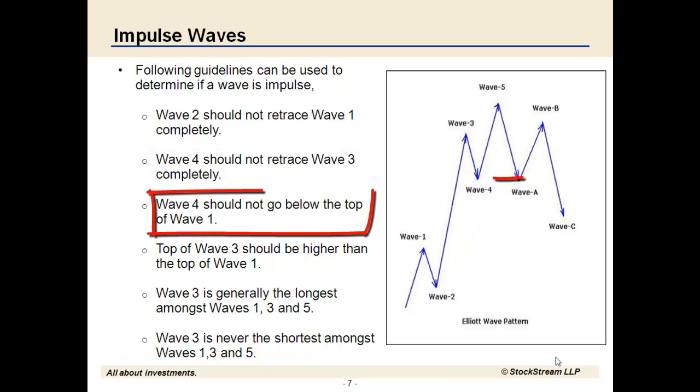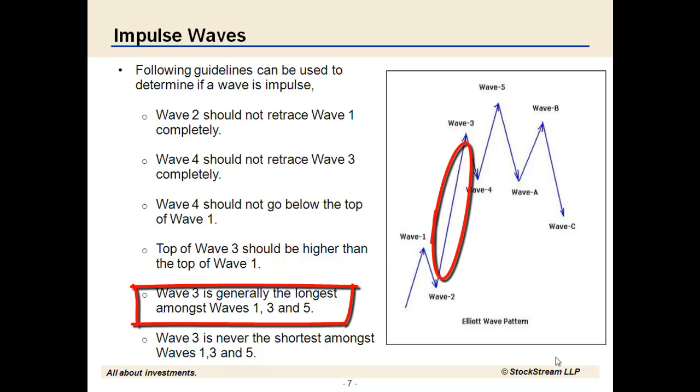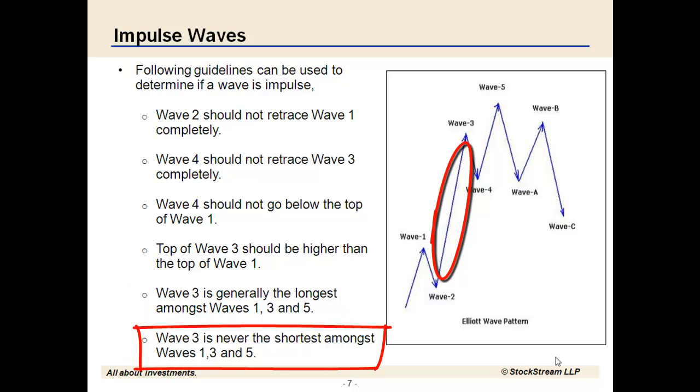Wave 4 bottom should be above the wave 1 top. Wave 3 top should be above the wave 1 top. Wave 3 is generally the longest among waves 1, 3, and 5. Wave 3 cannot be the shortest amongst waves 1, 3, and 5.